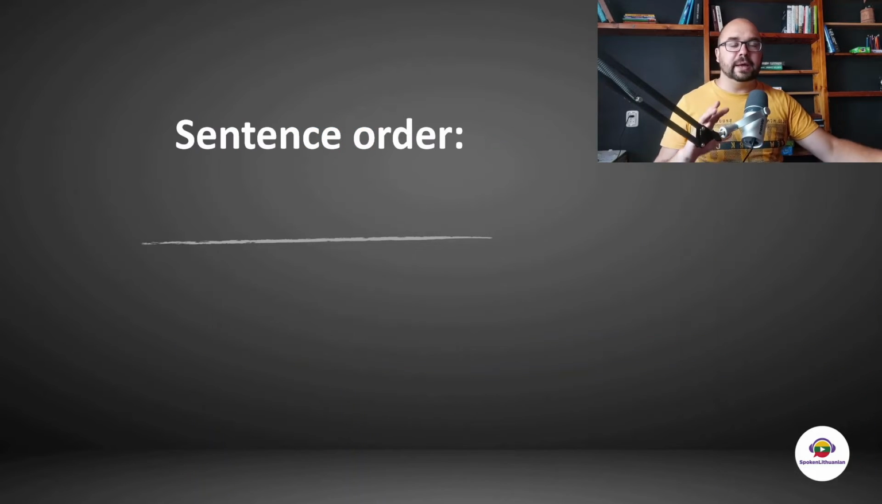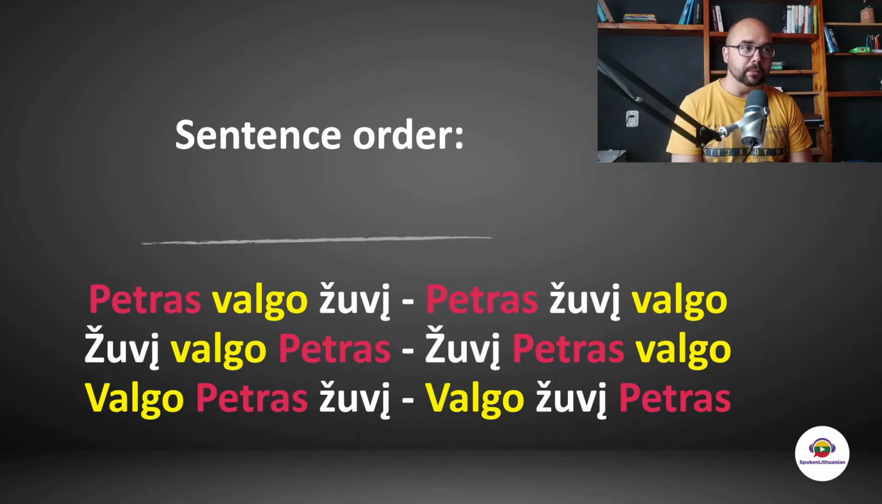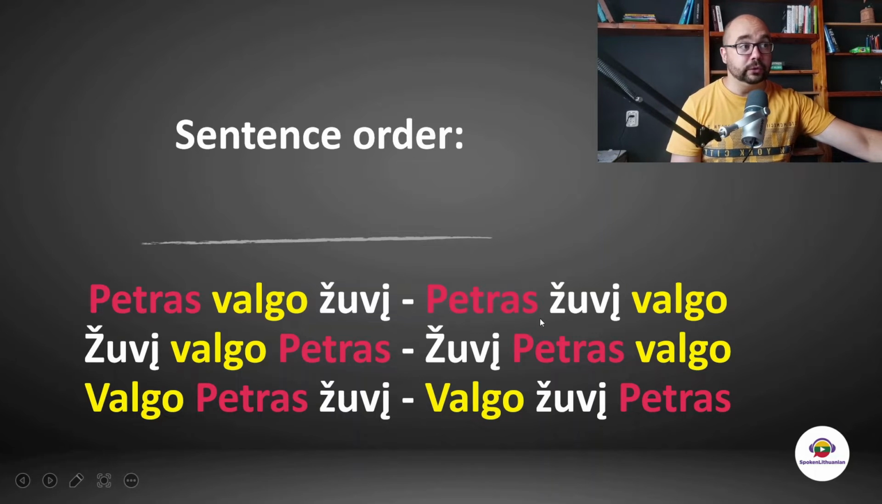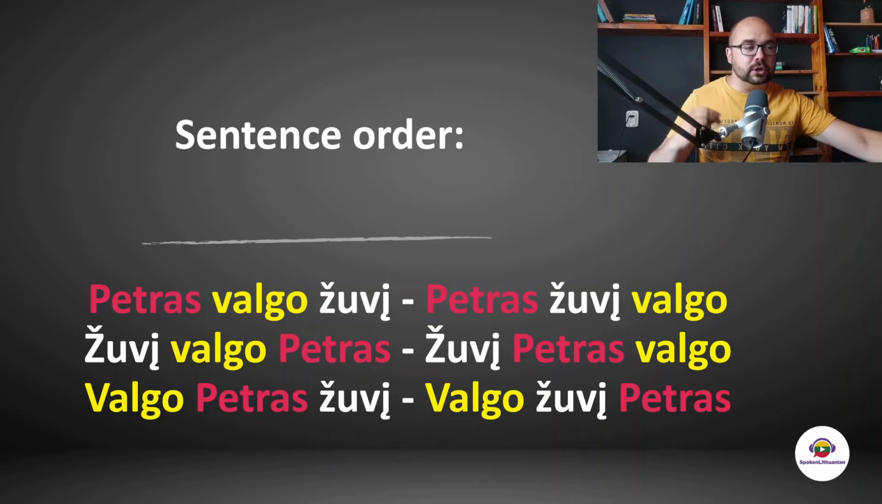But now if we want to make a sentence order, and this is the most fun part in Lithuanian language, you can actually do it either way when it comes to a simple sentence like that. In the future, I will make a lesson with more complex sentences. But if you have just a simple sentence like that, you can make a structure whichever way you want. You can have Petras valgo žuvį, Petras žuvį valgo, žuvį valgo Petras, žuvį Petras valgo, valgo Petras žuvį or valgo žuvį Petras. Honestly, it doesn't matter. Now, the most common way of saying it is just Petras valgo žuvį.